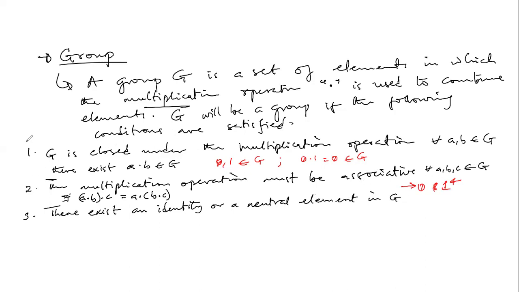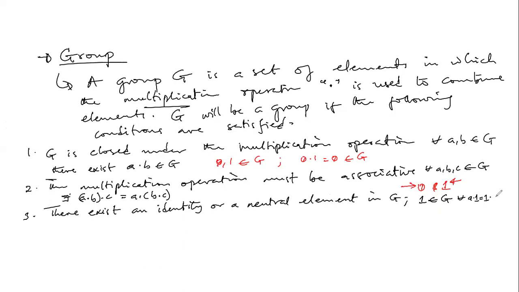But in this case, we now have that one is an element of the group, such that A dot one, which is the same as one dot A, gives us an element that is also in G, okay? That is there.